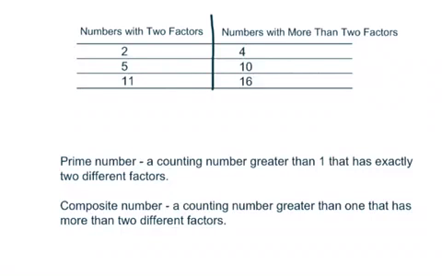So prime numbers are counting numbers greater than 1, because 1 is not considered prime or composite actually. So prime numbers are counting numbers greater than 1 that have exactly 2 different factors. So that's what a prime number is. One that has exactly 2 different factors. So if you look at our chart up above, on the left, that column would be considered prime numbers.